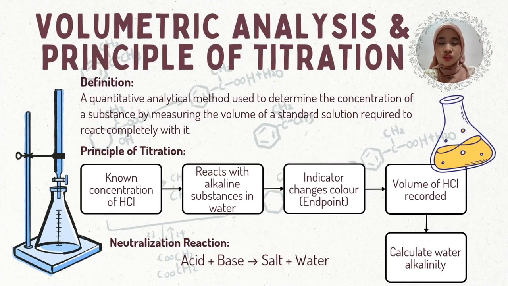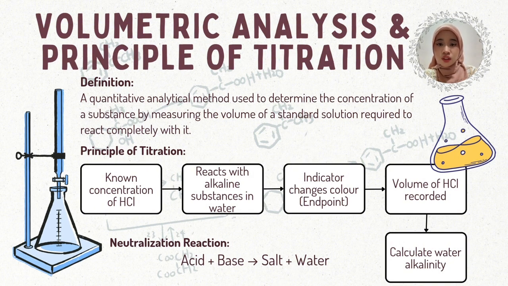Before we go to the procedure of titration, I will explain what volumetric analysis is and the principle of titration. Volumetric analysis is a quantitative analytical method used to determine the concentration of an unknown solution by measuring the volume of standard solution required for a complete reaction. In this experiment, we use acid-base titration to determine the alkalinity of the water sample. A standard hydrochloric acid, or HCl, is added gradually from the burette to the water sample in the conical flask.